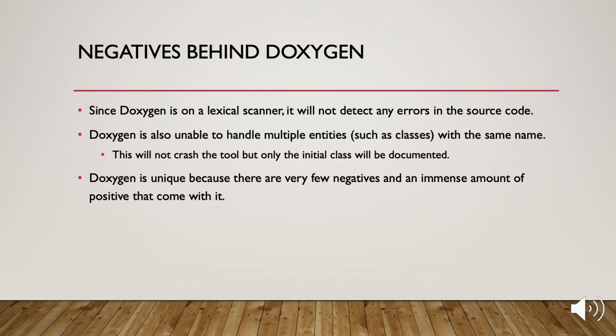As for the negatives of Doxygen, first, Doxygen is a lexical scanner, which means it will not detect any errors in the source code. This is usually not a huge issue because the user should be using a compiler to compile the code. If this is the case, then the compiler should detect any errors. Doxygen is also unable to handle multiple entities, such as classes, with the same name. This will not crash the tool, but only the initial class will be documented, and any other classes with the same name will be left out of the documentation.